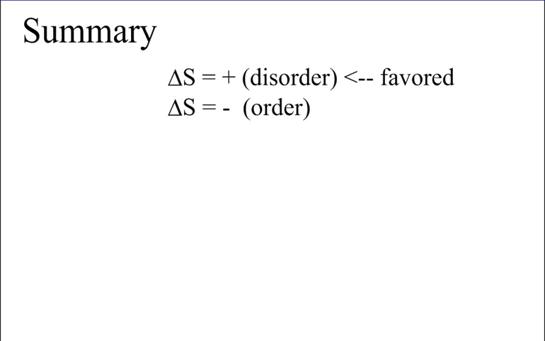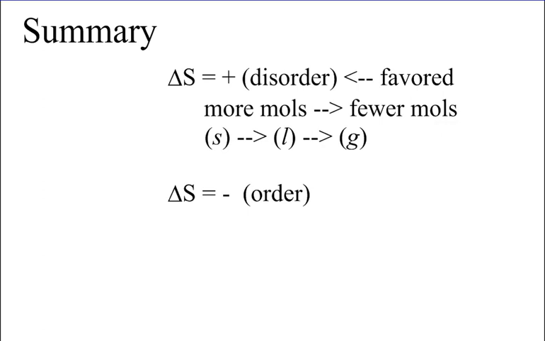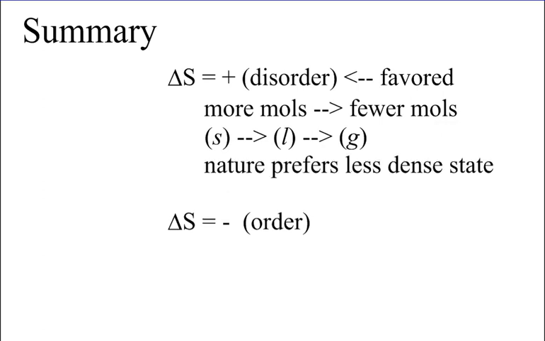So there are a couple of ways to determine if something will have a positive delta S. Anytime you go from fewer moles of a gas to more moles of a gas, that will be a positive delta S. Anytime you have a phase change that goes from a solid to a liquid to a gas, in which there's less condensed matter, that will be a positive delta S. And anytime something becomes less dense, that will also be a positive delta S. And again, if you have a positive delta S, that is a good sign, or one of the things you can say that will justify why a reaction is spontaneous.